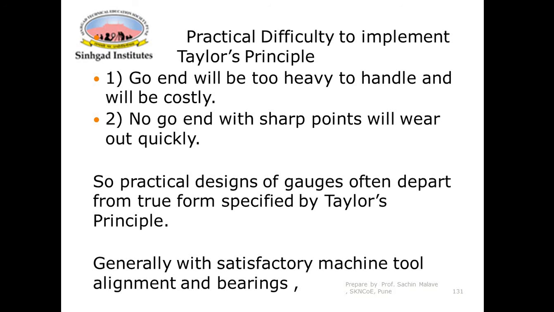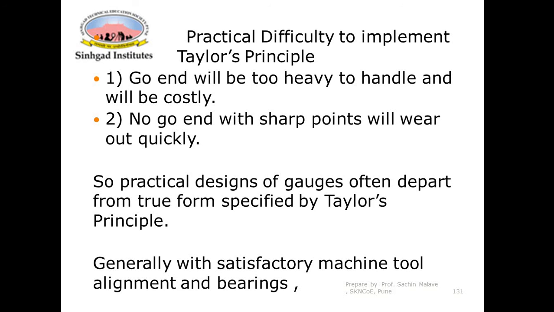Secondly, if you make the no go end with sharp points, it will wear out very quickly, because as per Taylor's principle the no go end should be made with 2 sharp points. So these 2 sharp points will get worn out very quickly. So practically it is very difficult to implement Taylor's principle. So Taylor's principle is not actually used in common practice. Practical designs of the gauges often differ from the true forms specified by Taylor's principle.